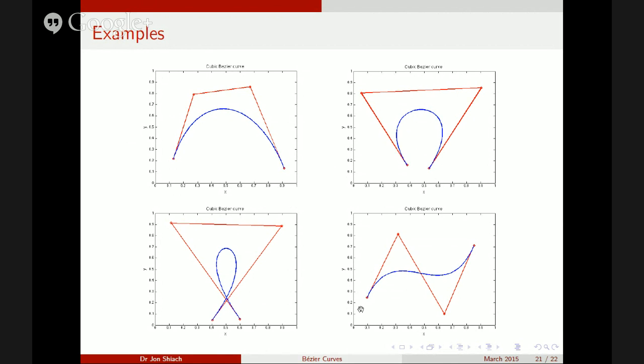You can also make a couple of turns in it. Because this is a cubic, it can have 2 changes of direction. So first control point, second, third, and fourth. So you can draw swirly patterns and things like that.